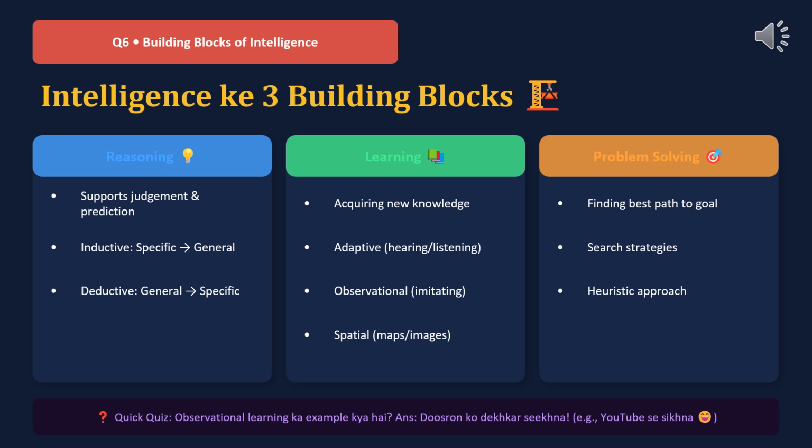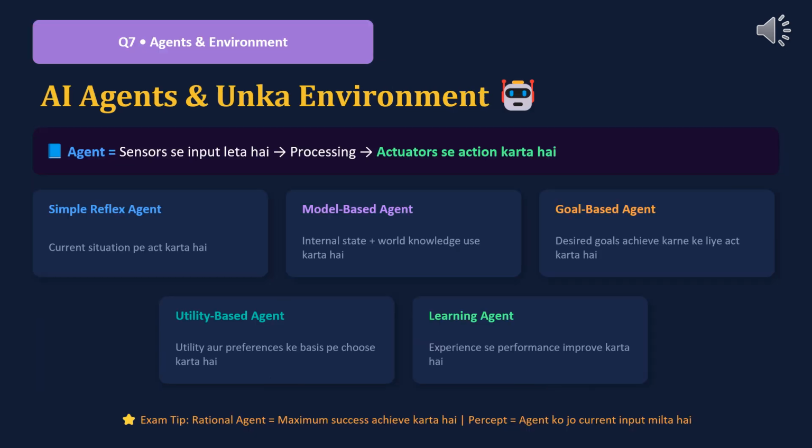Together, these 3 building blocks form the foundation of intelligent behavior in both humans and machines. Slide 8. Agents and environment. An AI agent is an entity that perceives its environment through sensors, processes information, and takes action through actuators. There are 5 main types of agents.